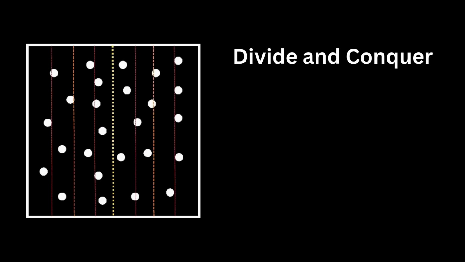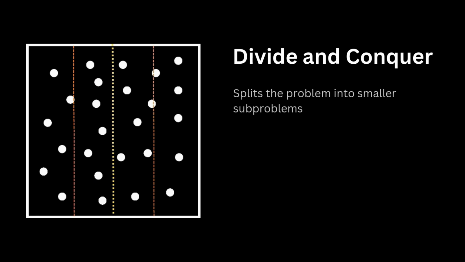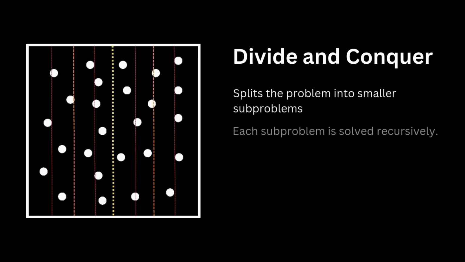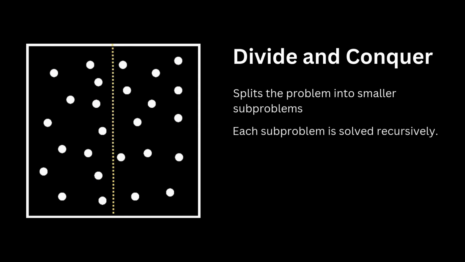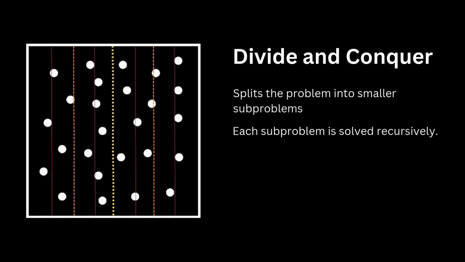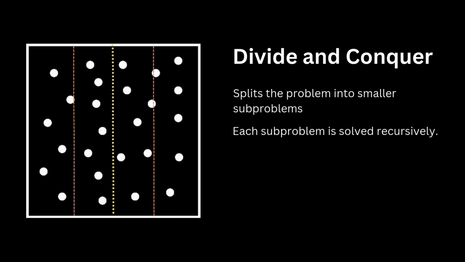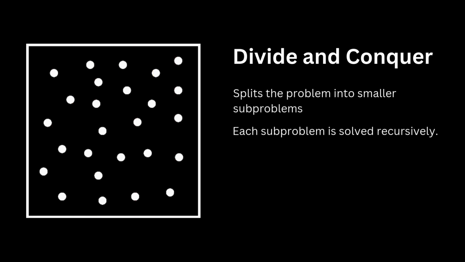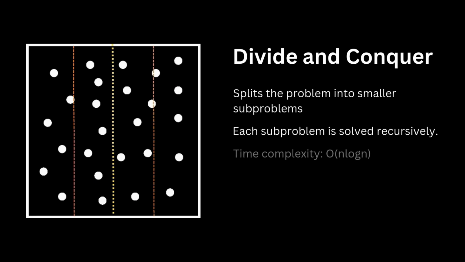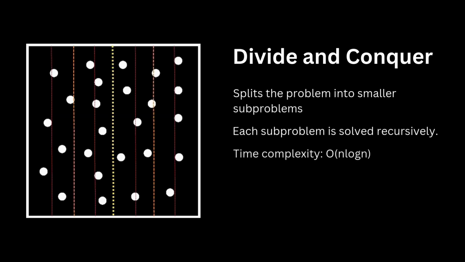Now, let's explore a more efficient solution, the divide and conquer approach. This technique splits the problem into smaller subproblems, solves each recursively, and combines the results. Specifically, we divide the points into two halves. Find the closest pair within each half. Finally, we check for a closest pair that spans across the two halves. Unlike the brute force method, which has a time complexity of O(n²), this approach significantly reduces it to O(n log n), making it much faster for larger datasets.